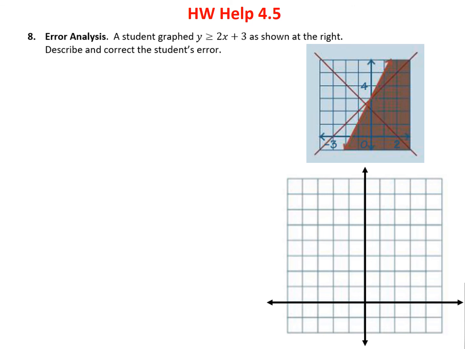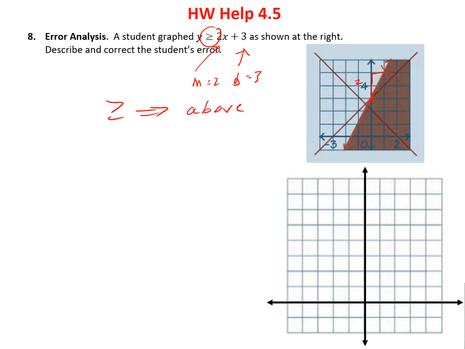Now problem 8 is an error analysis. It says a student graphed y is greater than or equal to 2x plus 3 shown at the right. Describe the error. Well, first of all, I noticed that here's my slope. Slope is 2. And my y-intercept b is 3. So I look over here, 1, 2, 1, 2, 3. That looks good. And my slope up 2 over 1. So there wasn't a problem graphing his boundary line, 2 and 1. What the problem was is this is greater than, and greater than implies shading above.